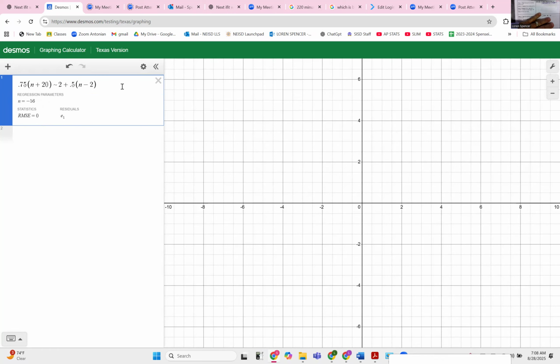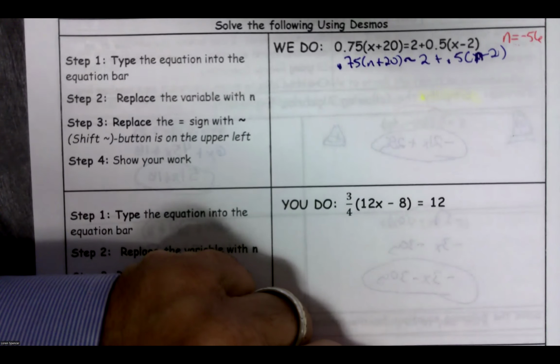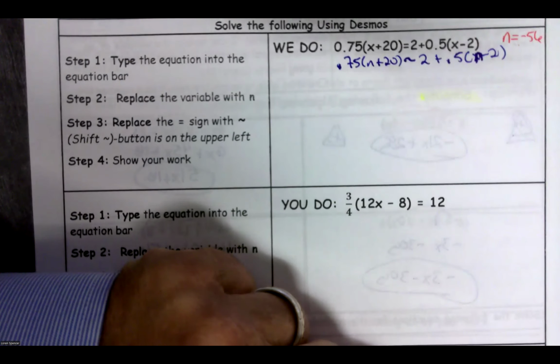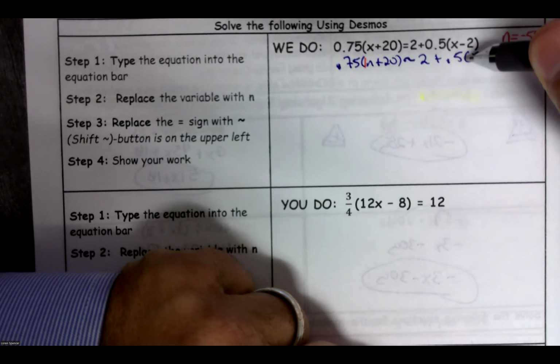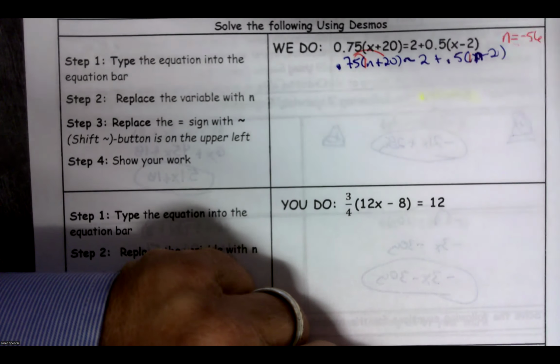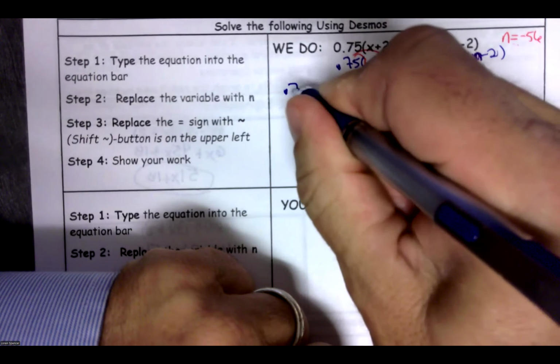Okay, now that we've done that, we need to go back and show our work, because this will get us the correct answer so we can check ourselves, but it's not going to get us credit. So please remember, n without a number has a 1 in front of it. So we're going to need to distribute across, and 0.75 times 1 gives me 0.75n.